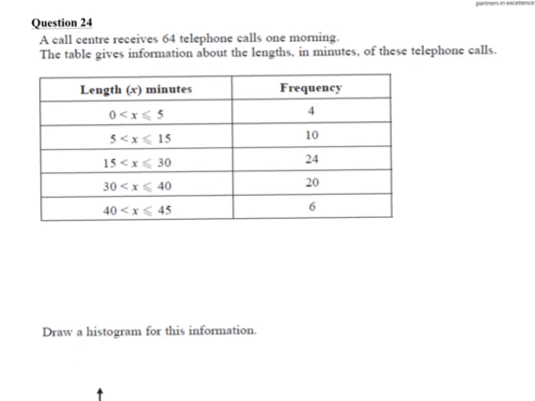So with the histogram, remember that we need frequency density on the y-axis and our interval widths on the x-axis. So we need to work out our interval widths to start with. So our first interval width is 5, second one is 10, 15, 10 and 5.